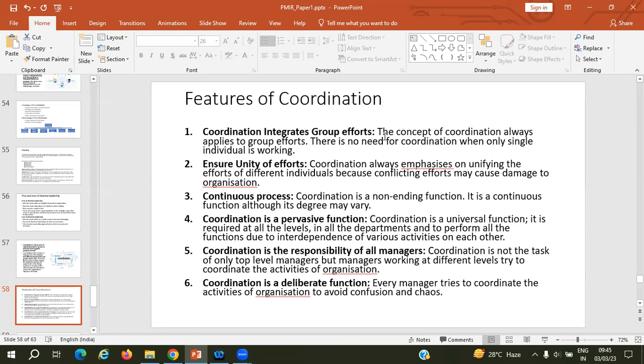Coordination integrates group efforts. Whenever one person can do the work and there is no need of involving others, there is no point of coordination. One person is working, you don't have to ask anyone, you start the work and complete the work, so there is no coordination. That's what coordination integrates: group efforts. The concept of coordination always applies to group efforts. There is no need of coordination when only a single person is working. That is one feature of coordination. Whenever multiple people, multiple teams, multiple groups are involved, coordination comes into the picture.